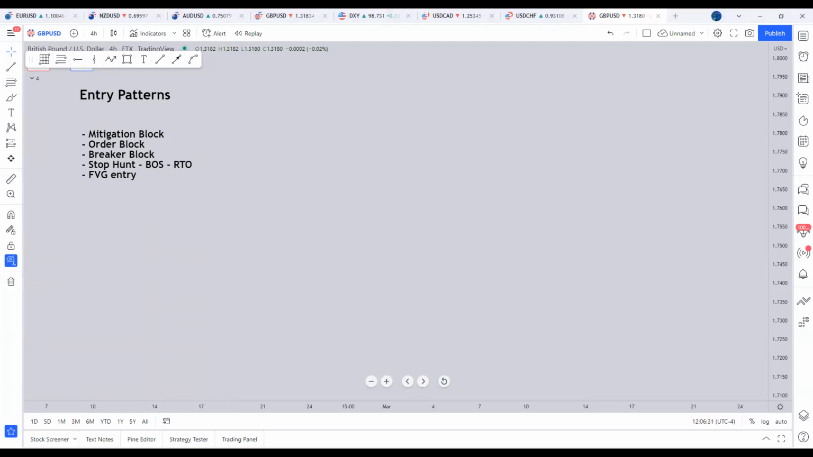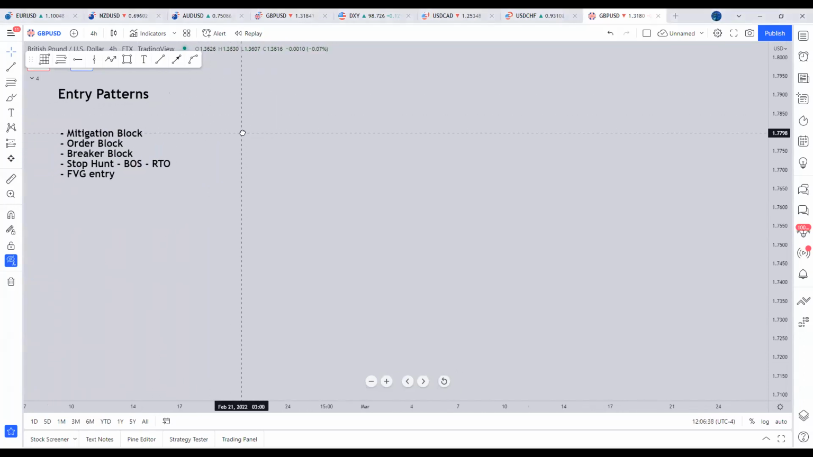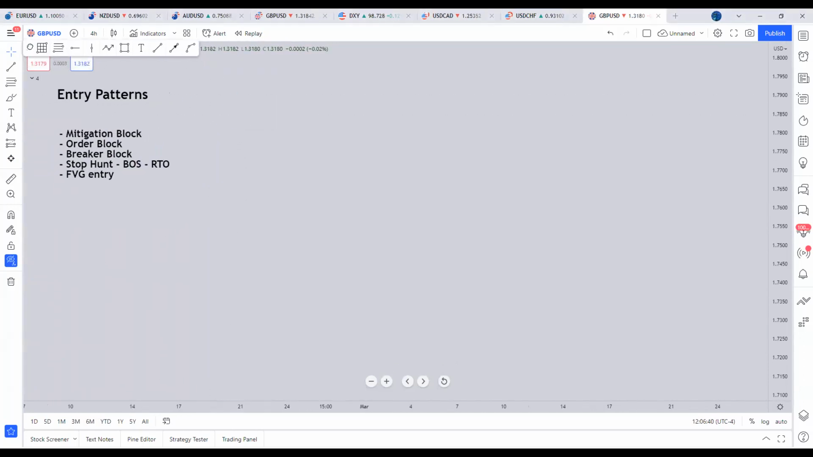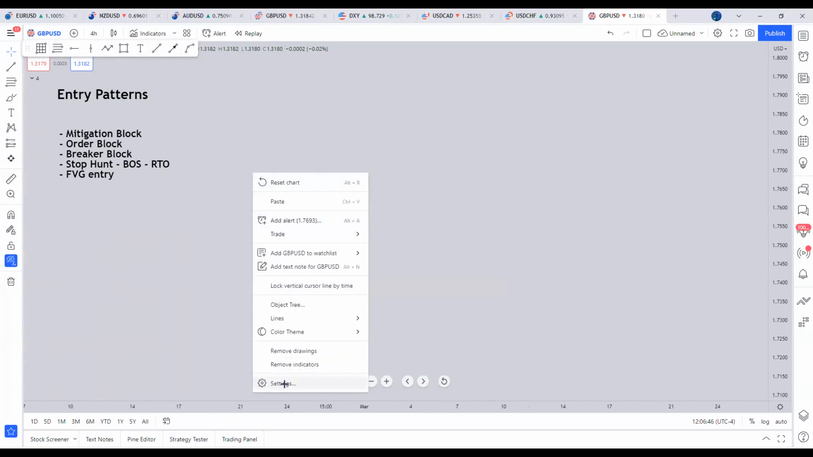And then from there, your lower time frames will be where you're looking for this. Okay. So even before you look at entry patterns, you should have already been doing your analysis on higher time frames. All right.